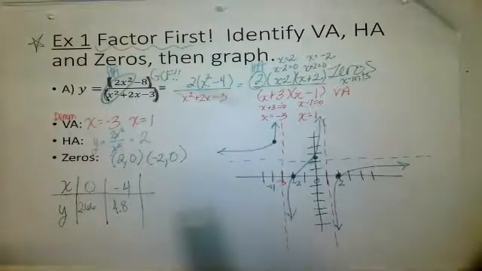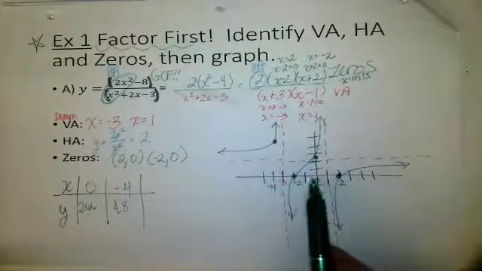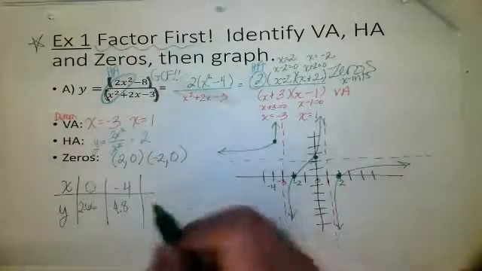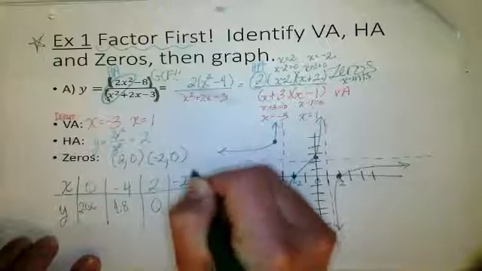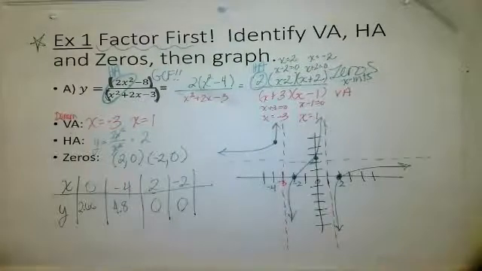So just like before, we want points to the left and the right of each asymptote. And you can use your calculator to help you out. (2, 0) and (-2, 0) come from our zeros, which is kind of nice. All right, questions on that one?